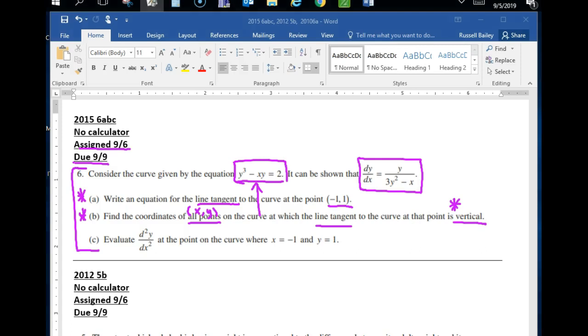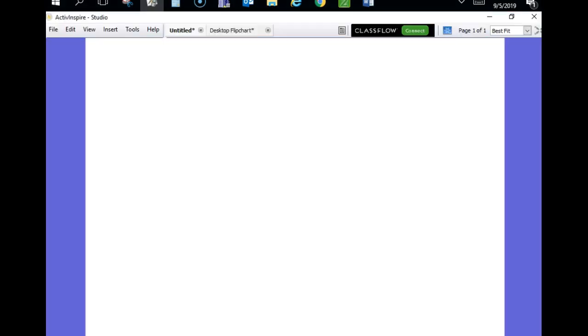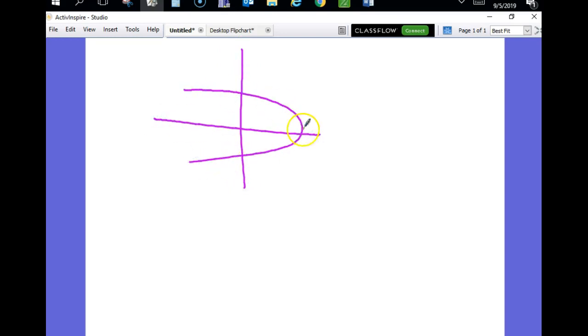Let me pause the video real quick. Okay, so I don't know what my curve looks like, but let's just say it looks like this for now. What would the tangent line look like at this point? It would look like this, and that's a vertical tangent line.